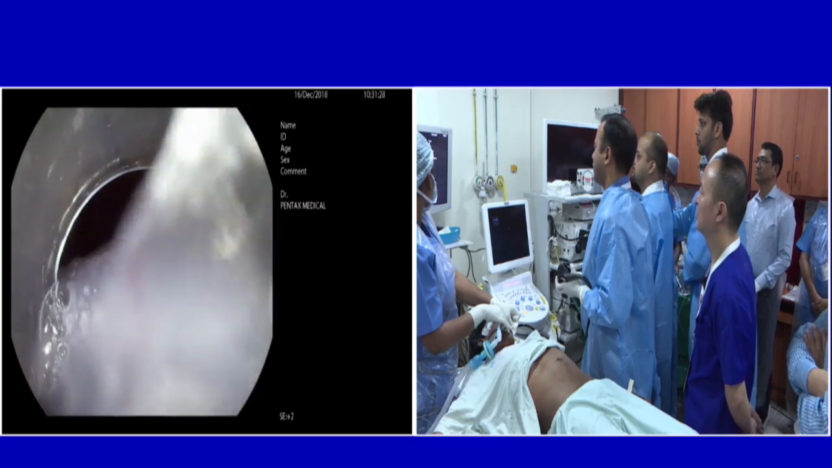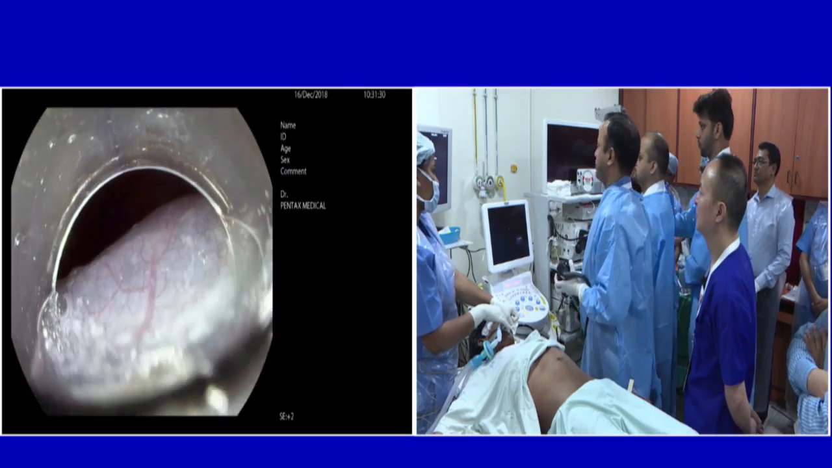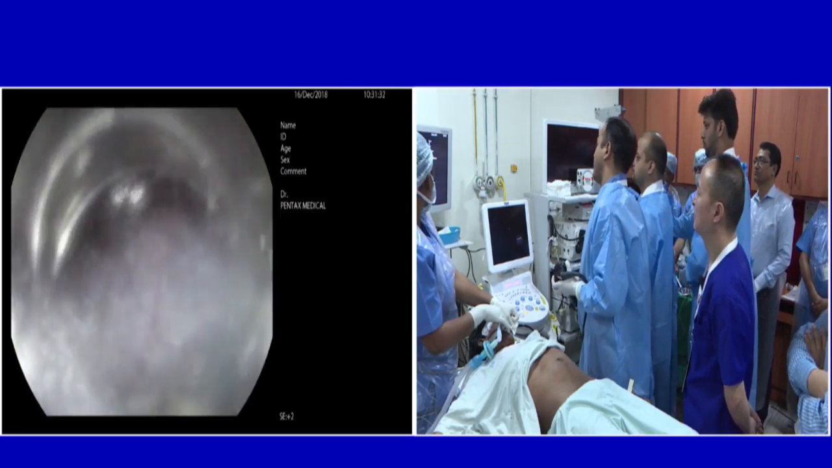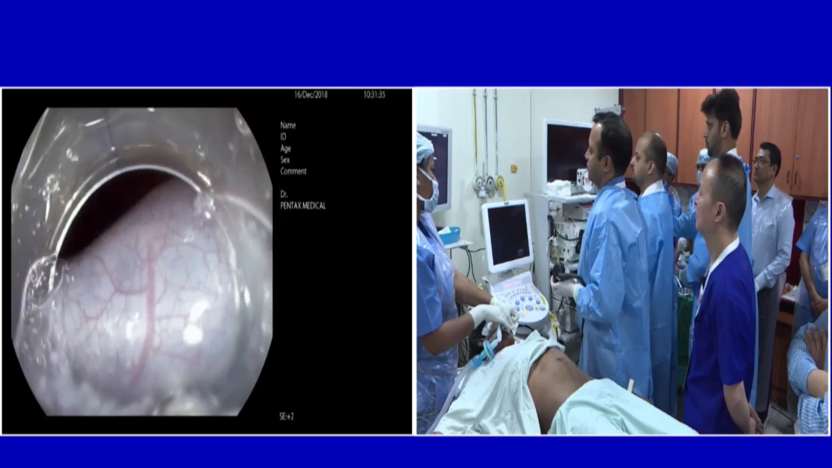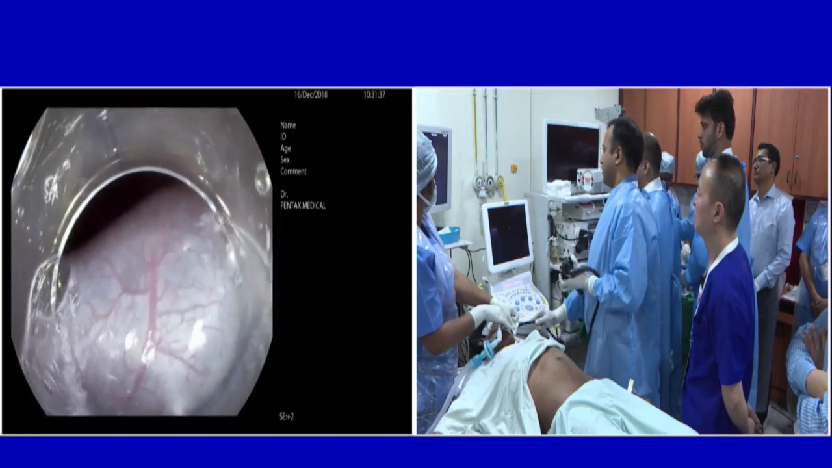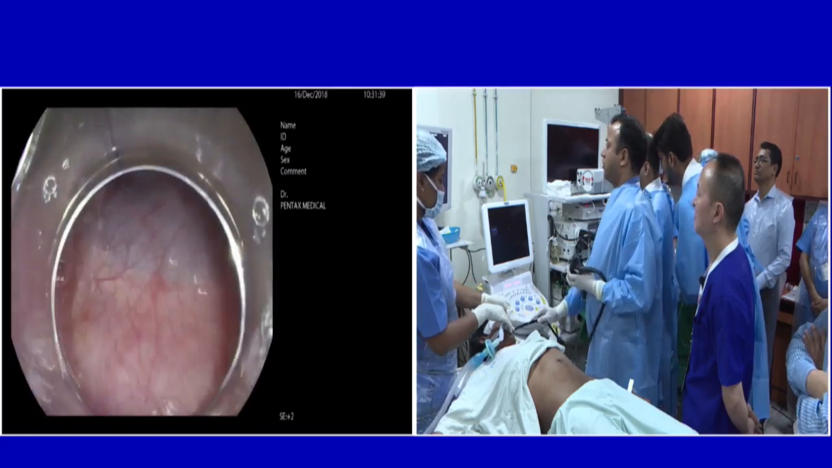I think that's the essential part of starting the POEM. If you don't get a good bleb, don't start the mucosal incision. So how much injection? 20 ml? 20 ml is okay.